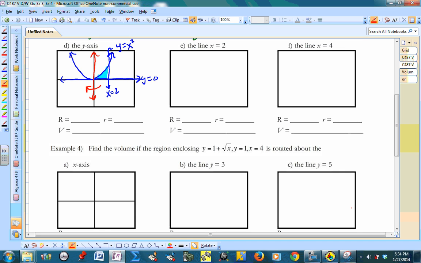When you have a vertical axis of revolution, we're going to have to do some things a little bit differently. They told us that the y-axis is going to be the axis of revolution, so look at the y-axis. X equals 0. The equation of the y-axis is x equals 0. Now you notice how this starts with x equals. That means we're going to want all our equations in terms of x equals.